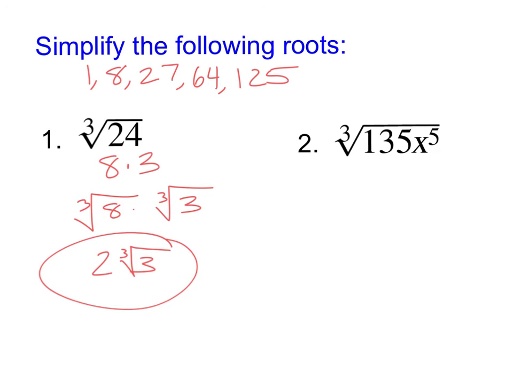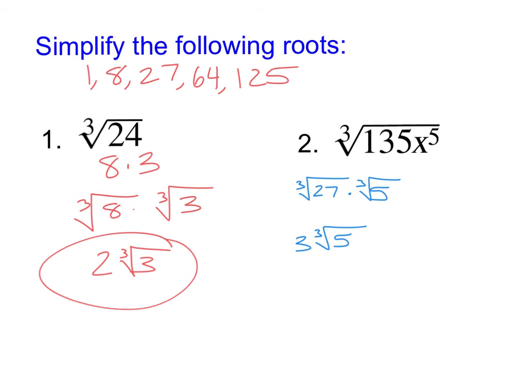All right, 135. Now that one might be a little tricky. It's not obvious when you look at it, at least not to me. That is 27. 135 divided by 27 is 5. So this is the cubed root of 27, the cubed root of 5. Cubed root of 27 is 3, so 3, the cubed root of 5.